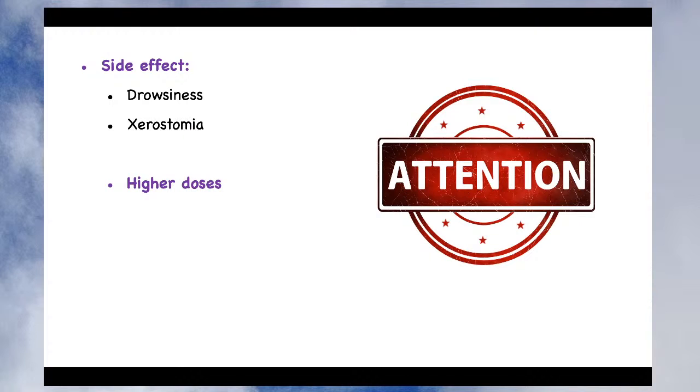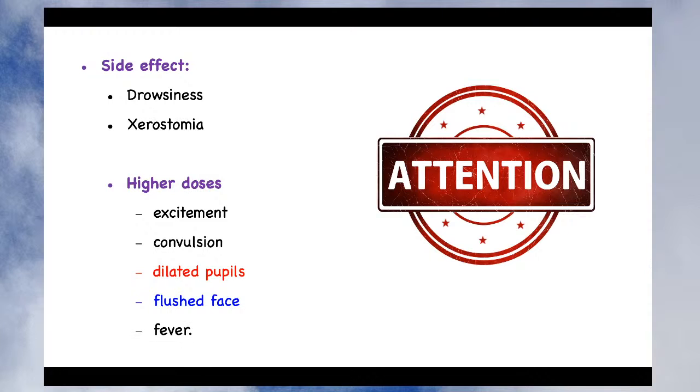Whereas at a higher dose, which may be taken accidentally, patients suffer from excitement, convulsion, and dilatation of the pupil. This is very unique, so I have highlighted it in red color. And flushed face: there is an increase in blood supply, your face becomes warm and red, that is called flushed face. So this is also one of the problems. And lastly, sometimes patients also suffer from fever. So these are the symptoms at the higher dose.